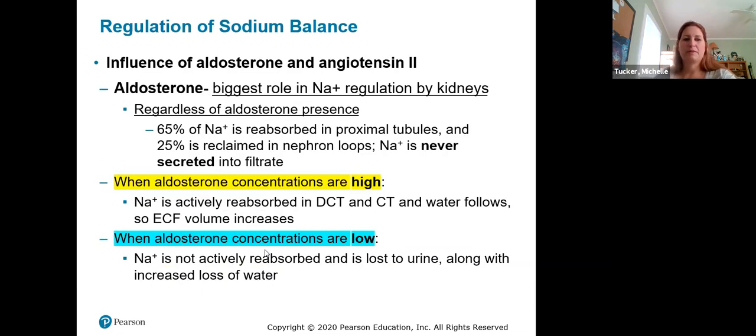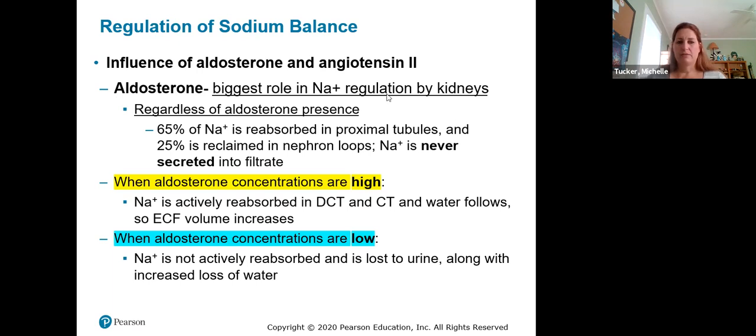Okay, so now we're going to look at regulating sodium, not water. ADH regulates water. Thirst regulates water. Now we're going to look at baroreceptors and the renin-angiotensin-aldosterone system to measure total salt, therefore plasma volume, and then plasma or blood pressure.